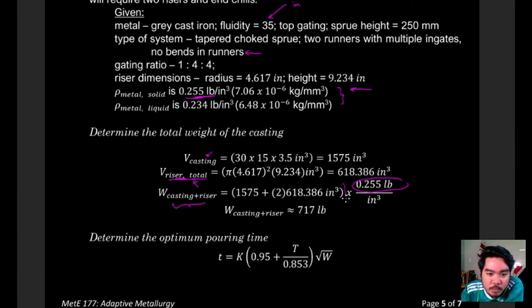We now have the total volume, and if we multiply that total volume with the density, the solid density, then we get the total weight of the casting plus the riser. So we'll use this total weight dun sa pouring time equation natin. So given yung fluidity, so this is just 35/40, and let me just show you here.